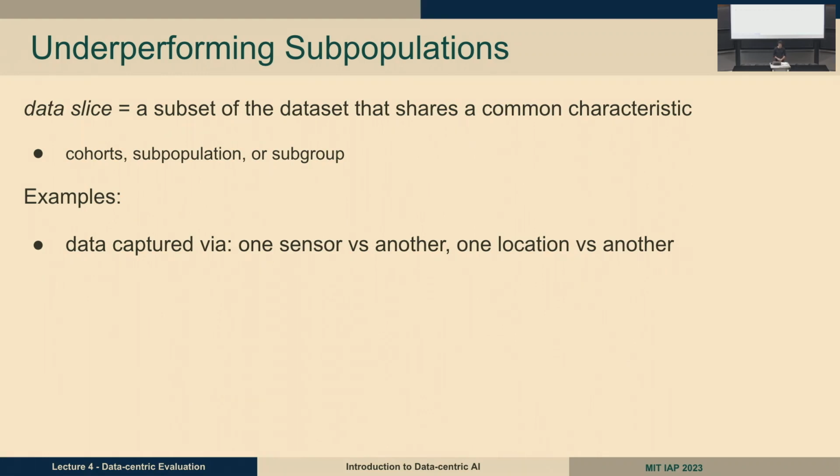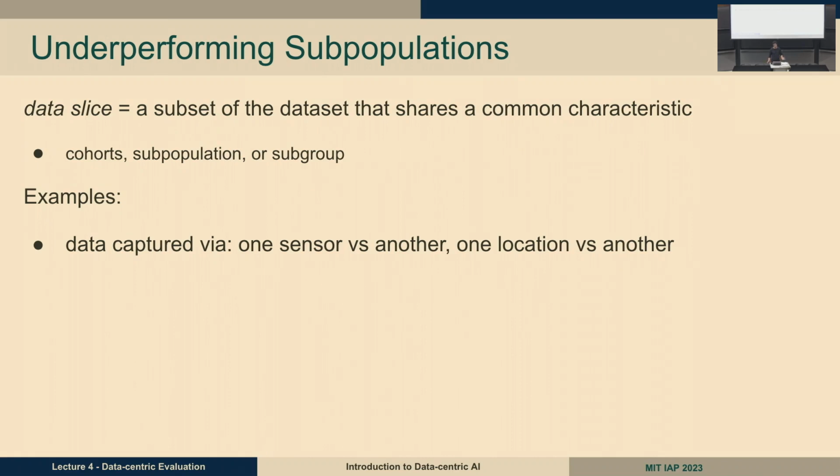So here we're going to talk about a slice of the data, which is a subset of the data set that shares a common characteristic. And this is, in many different fields, referred to as different things, like a cohort, subpopulation, subgroup. I'll try and use those terms interchangeably.